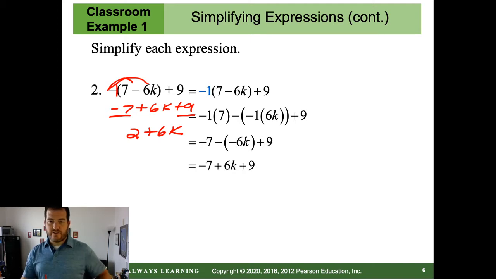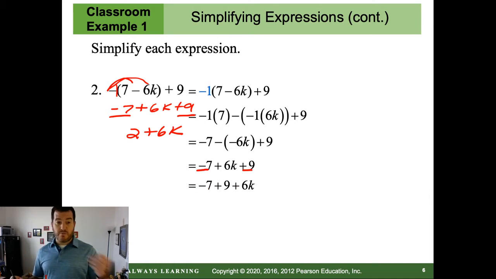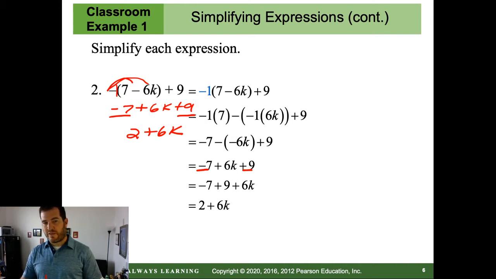What they did here, just to give you an example, this is the book's way of doing it. They recognize that this negative 7 and this 9 were what we call like terms. So they actually move them. And if you remember, the reason you're able to move those from last week is the commutative property of addition. Remember, you can move things around as long as they're all addition. It doesn't matter in which order you have them. So from there, they simplified it to the same thing that we got. So hopefully that makes sense.